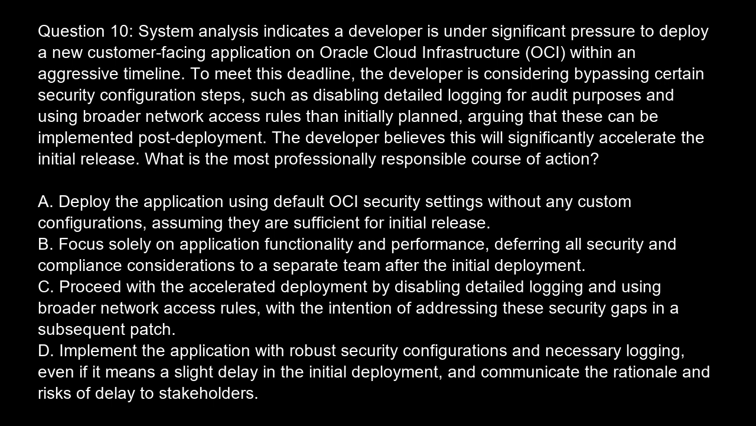Option A. Deploy the application using default OCI security settings without any custom configurations, assuming they are sufficient for initial release. Option B. Focus solely on application functionality and performance, deferring all security and compliance considerations to a separate team after the initial deployment. Option C. Proceed with the accelerated deployment by disabling detailed logging and using broader network access rules, with the intention of addressing these security gaps in a subsequent patch. Option D. Implement the application with robust security configurations and necessary logging, even if it means a slight delay in the initial deployment, and communicate the rationale and risks of delay to stakeholders.